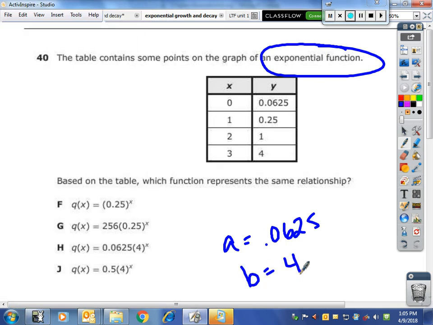So which one matches that? H. The initial amount was 0.0625, and the amount of increase, it's quadrupling, it looks like. It's getting 4 times bigger.